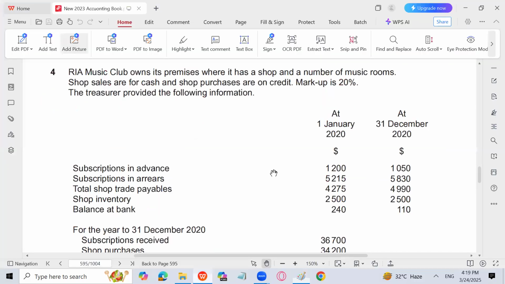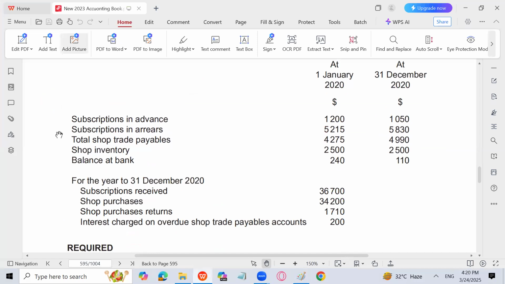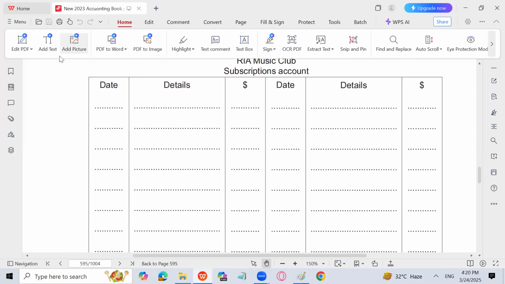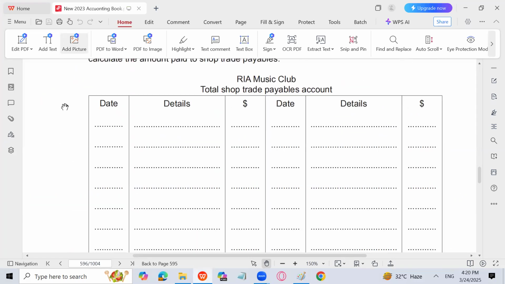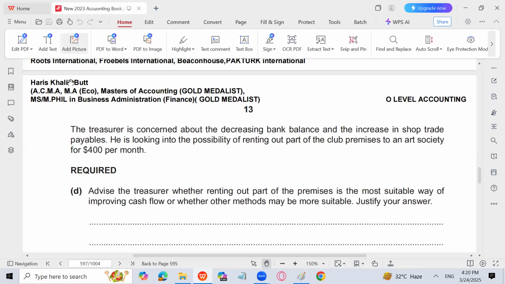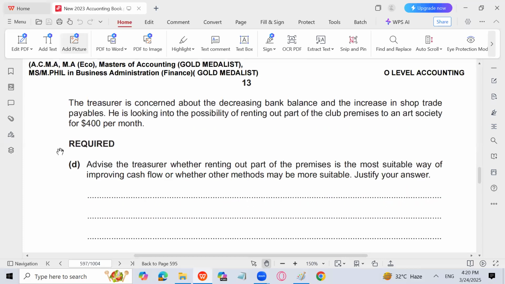So let's see the question now. First, shop trade balance at bank is given, shop purchase, interest, subscription account we have prepared, shop trade payable we have prepared, shop sales we have calculated. The trader is concerned about the decreasing bank balance and the increase in shop trade payables. He is looking into the possibility of renting out part of the club premises to an art society for $400 per month. Advise the trader whether renting out part of the premises is the most suitable way of improving cash flow, or whether other methods may be more suitable.